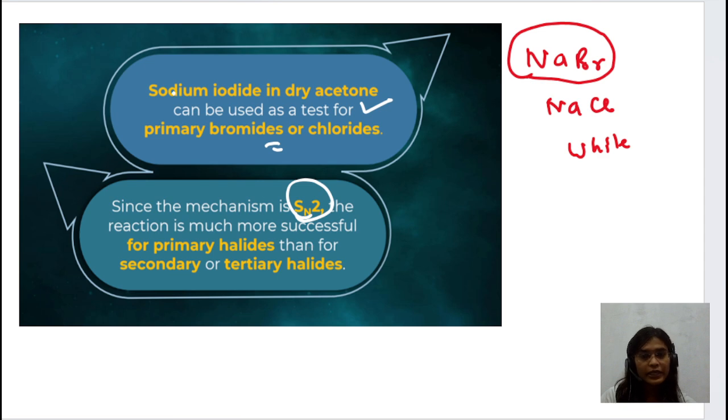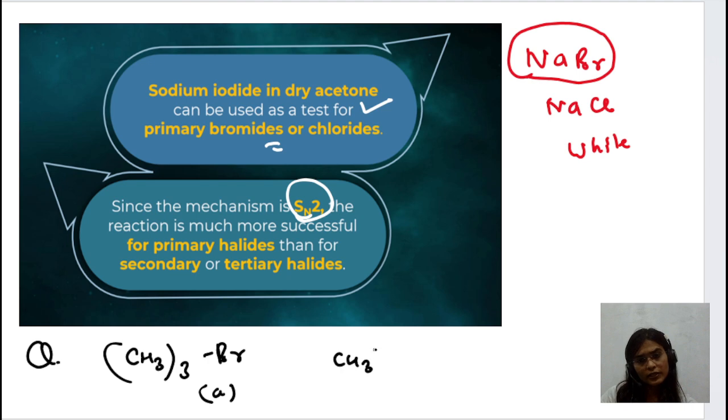For primary halides, suppose I give you a question. If you have CH3 thrice and bromine, call it A, and the other one, call it B. Who is going to react first? In both cases, we are using sodium iodide in the presence of acetone. Who is going to react first, A or B?